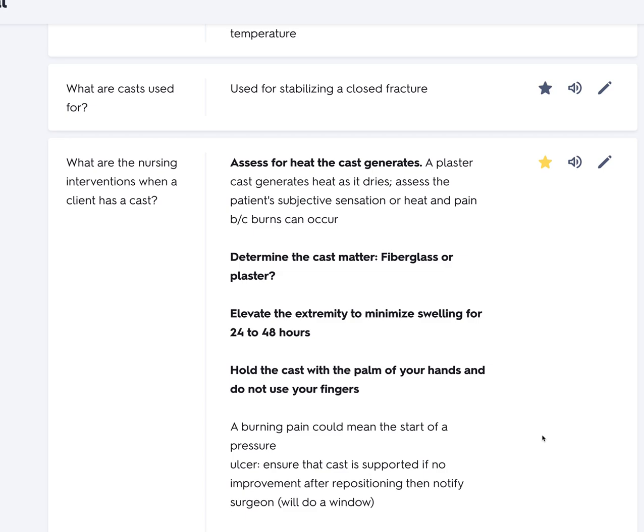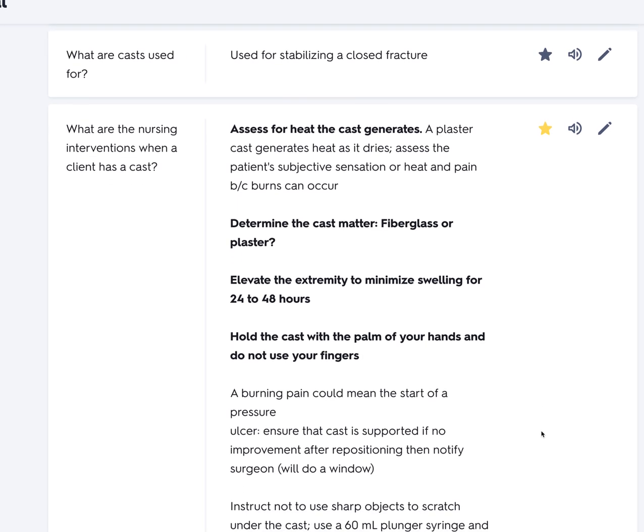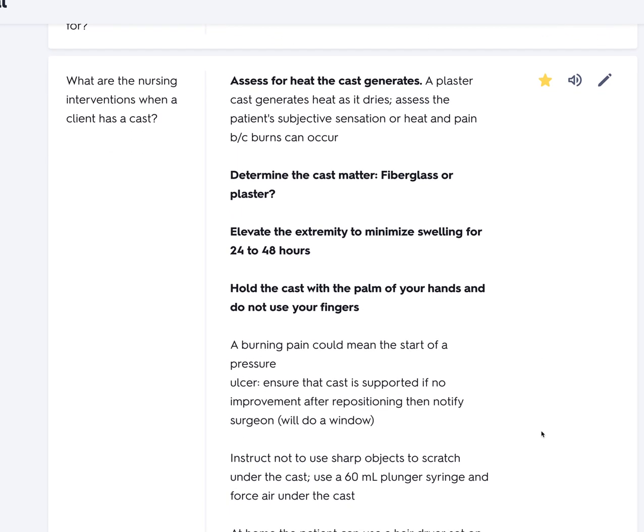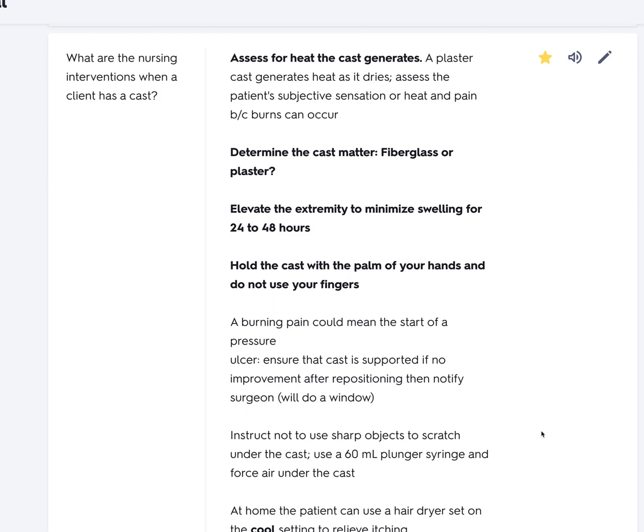Hold the cast with the palm of your hands and do not use your fingers. If you use your fingers, you could put indentations into the cast that can then tweak their skin underneath. All right. Burning pain could mean the start of a pressure ulcer. So make sure the cast is supported. You're going to elevate it on pillows, right? If no improvement after repositioning, notify the surgeon.